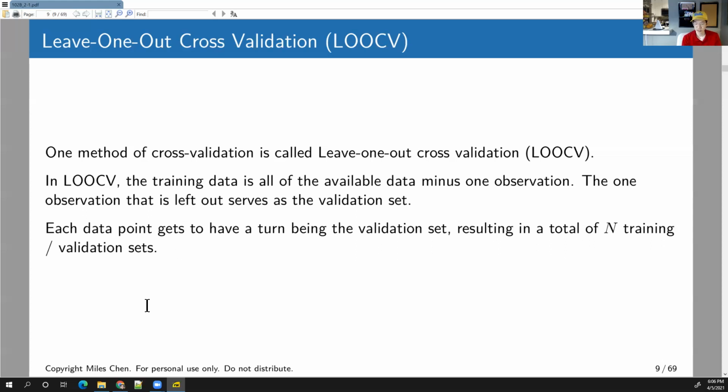Every data point in your data set will have a turn at being the validation point, or the validation set. And so you're going to have to fit a total of n different training and validation sets. So if you have a very, very large data set, Leave-One-Out cross-validation is a bit undesirable just because you're going to have to fit the model so many times. If you've got 100,000 or 1,000,000 observations, Leave-One-Out is probably not the best.